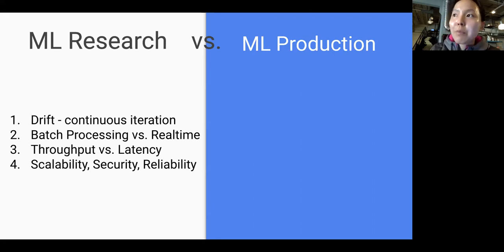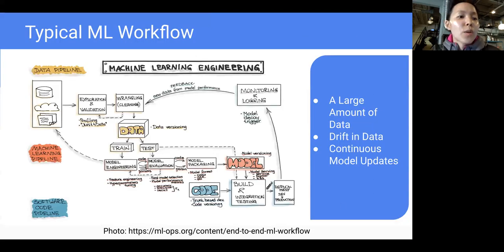That's why this space is pretty interesting, because it's an intersection between research and backend engineering, problems that people have seen for a long time. But just because it involves ML, people are trying to figure out the best way to resolve these kinds of issues. So can we move on? This is a typical ML workflow.